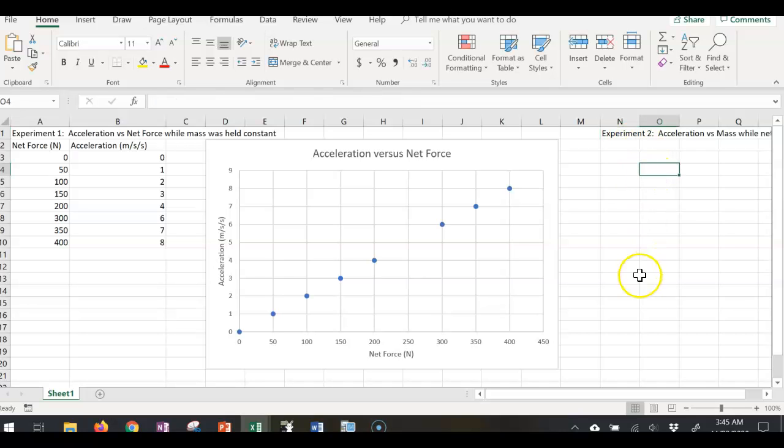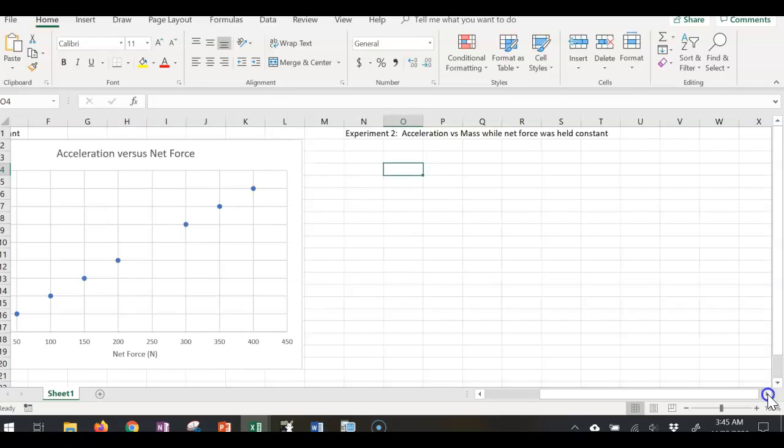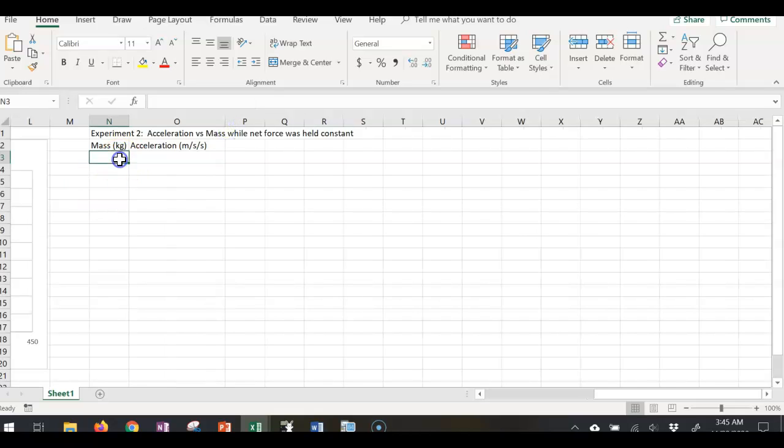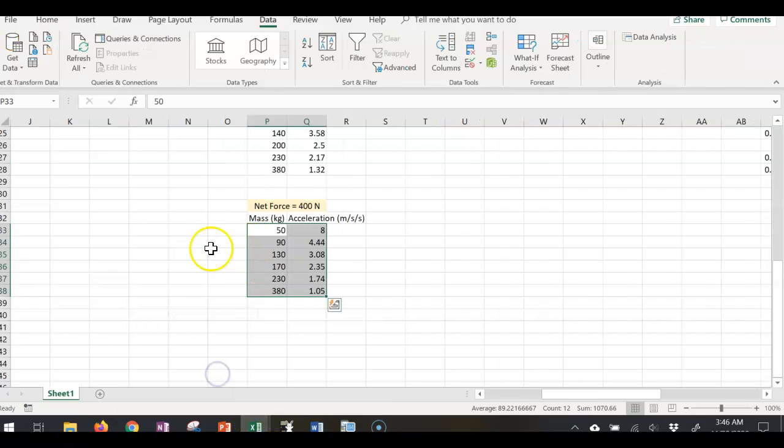Okay, so I'm going to start over here, and so I'll just come over here to the right. I'm setting up the data table. My independent variable goes on the left, and that in this case was mass measured in kilograms. My dependent variable is still acceleration measured in meters per second per second. Okay. And so now I'm going to put this data, I thought I had it copied, but I don't. Let me just come over here and grab it.